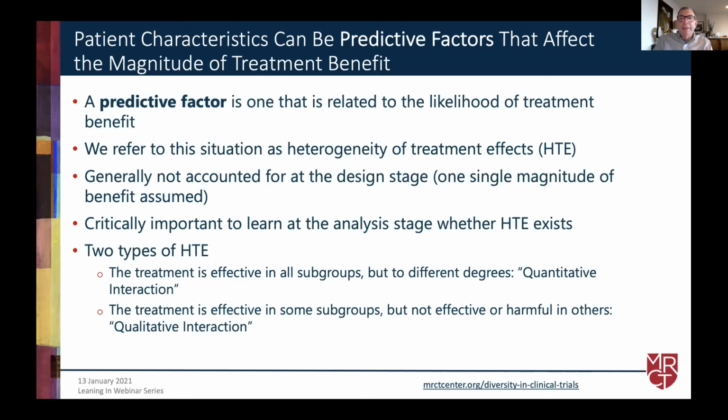It's also important to distinguish between two types of heterogeneity, or at least statisticians tend to distinguish between them. One is where the treatment effect is effective in all subgroups, but to different degrees, and we refer to that as quantitative interaction. And then there's the more important case where the treatment is effective in some groups, but not effective at all, or even harmful in others, and we refer to that as qualitative interaction, clearly a more important one to detect and learn about.